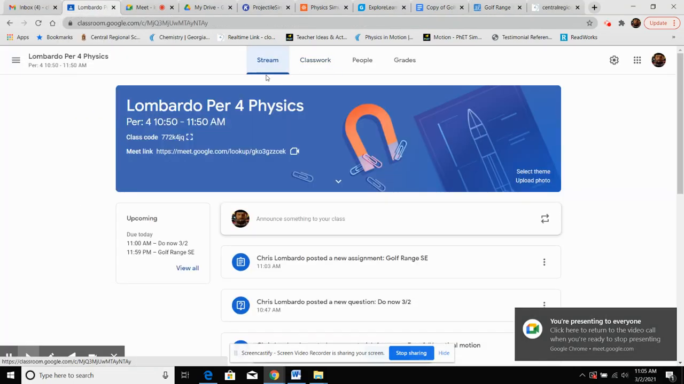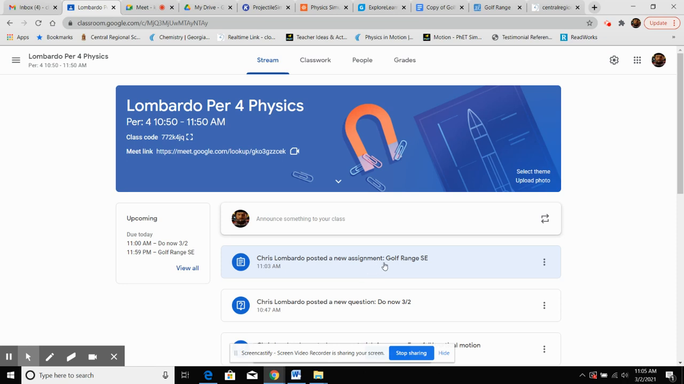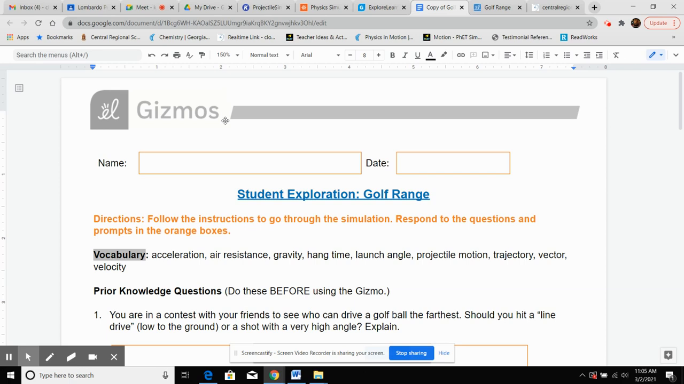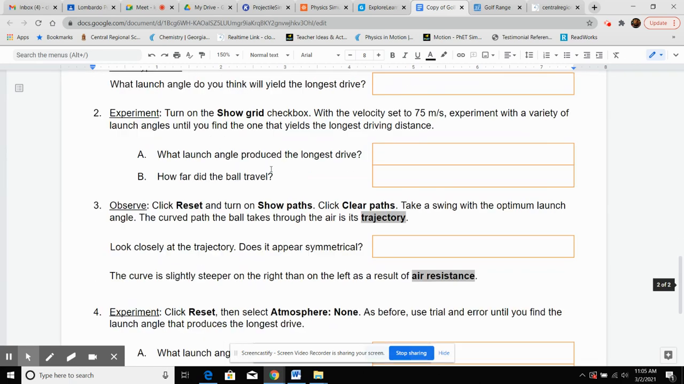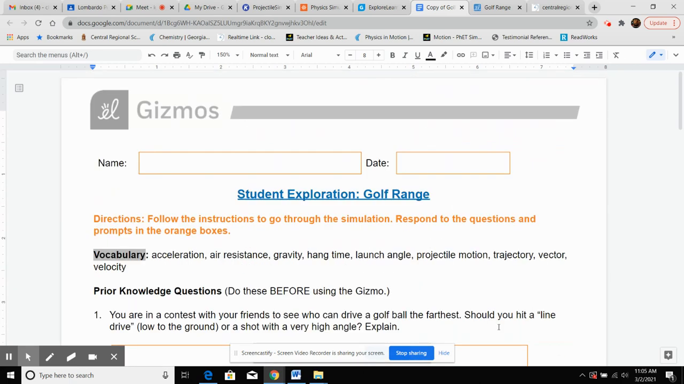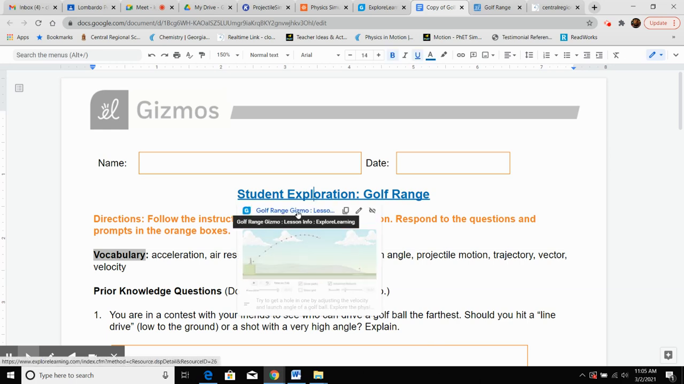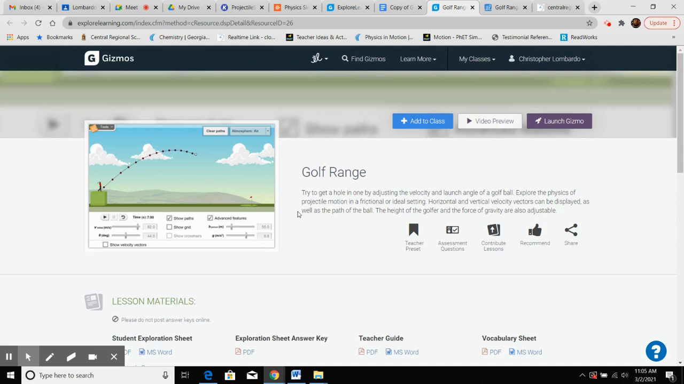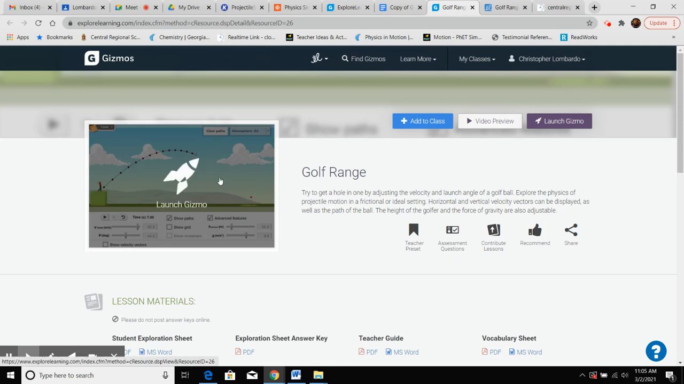So guys, today we're going to be looking at the student exploration golf range assignment. When you click on that, it's going to open up to this Google Doc. To get to the website, you click right here on this blue student exploration golf range. If you click on that, it's going to have the link there embedded for you. So we open that up, and from there, we're going to launch our gizmo.